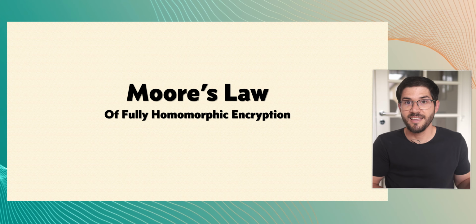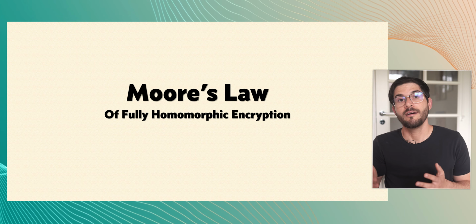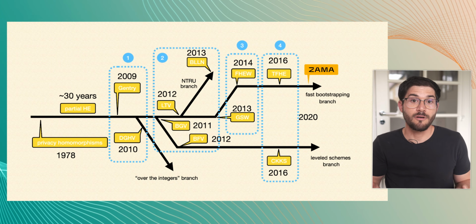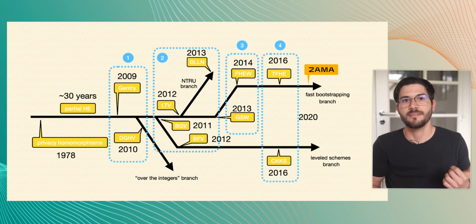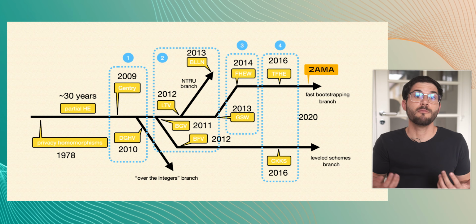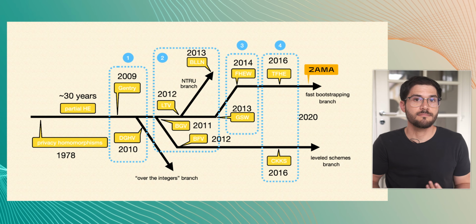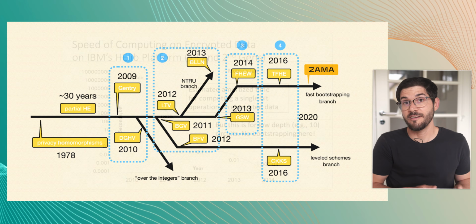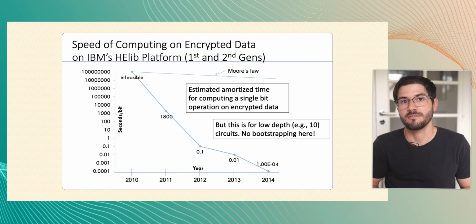And all of this, of course, is not new. In the past decades, we have experienced what is known as the Moore's law of fully homomorphic encryption. There have been 4 generations of software enhancement. In the first generation, in 2011, the implementation of fully homomorphic encryption bootstrapping on an IBM took around 30 minutes per bit. However, by the third generation in 2014, the bootstrapping took milliseconds.